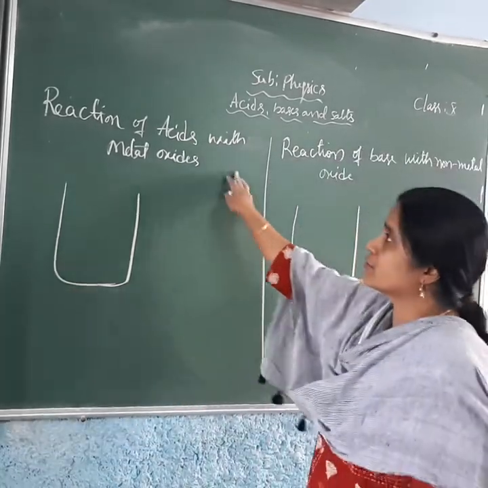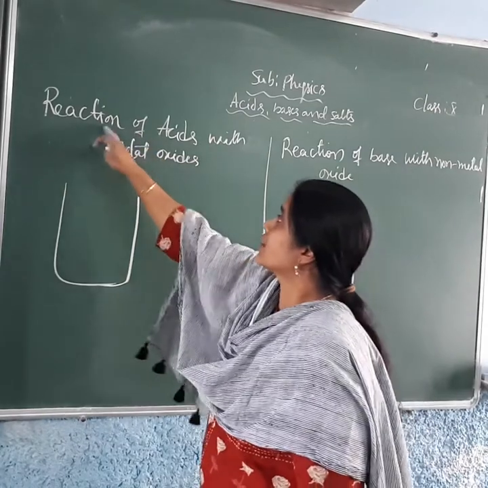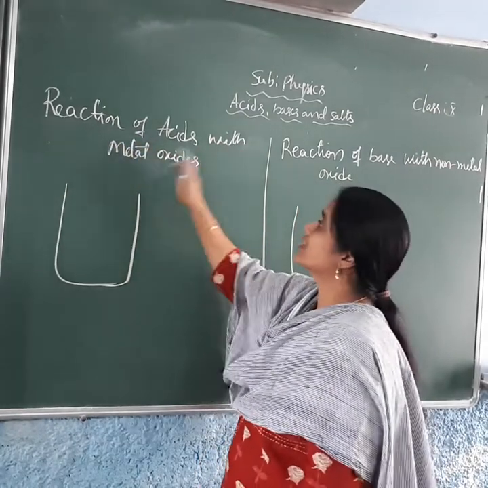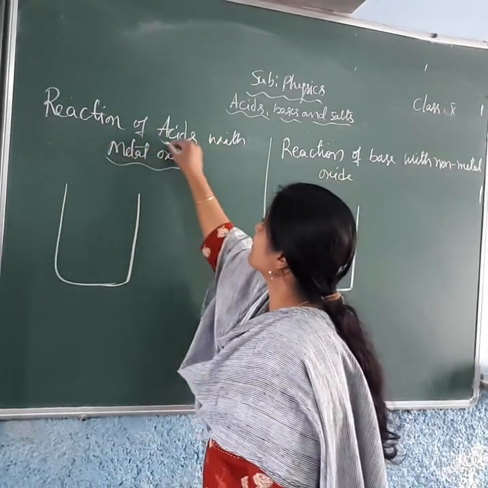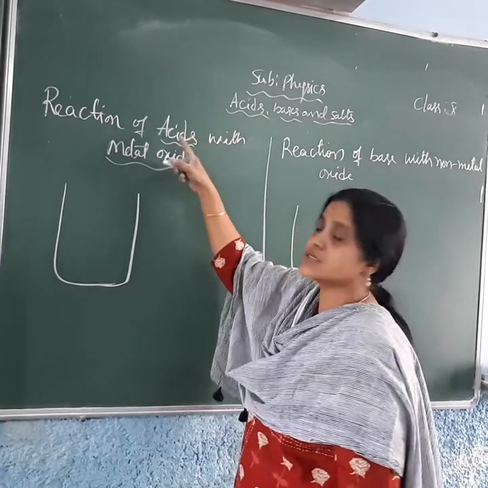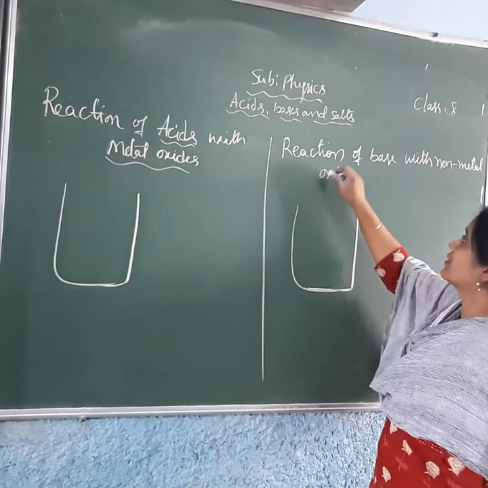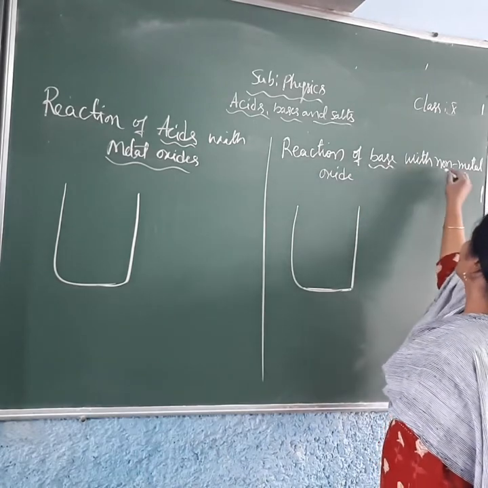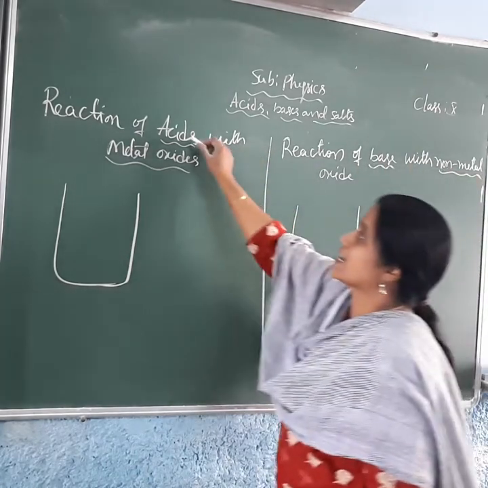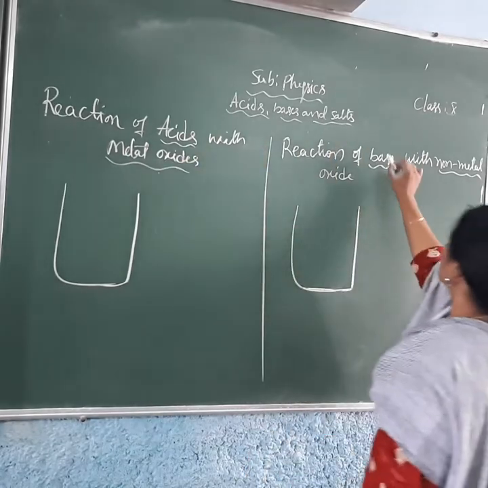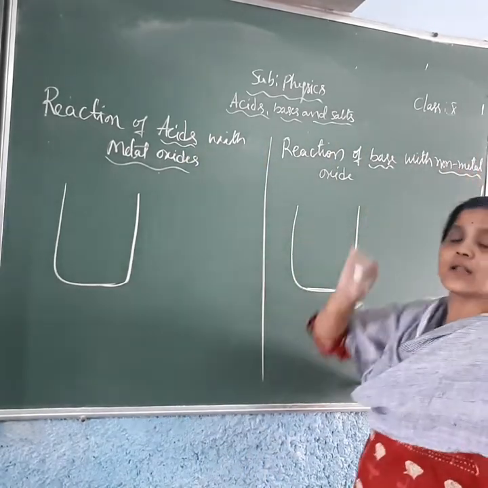Here I wrote the reaction of acids with metal oxides. So the reaction takes place between acids and metal oxides. Here is one more activity: reaction of bases with non-metal oxides. Acids with metal oxides and bases with non-metal oxides.